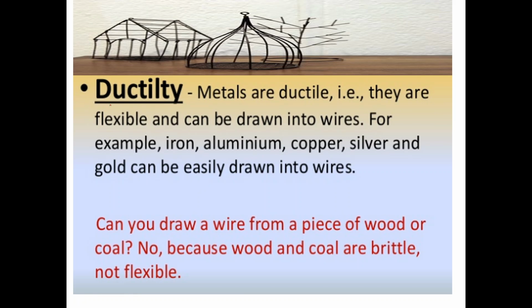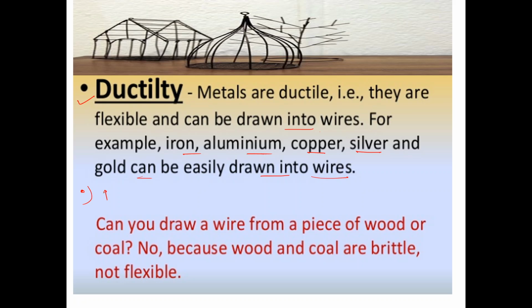Next is ductility. Ductility means metals can be drawn into thin wires. Here you can see how thin wires are made of metal. Iron, aluminium, copper, aluminium foil you might have seen, silver, gold, can be easily drawn into wire. This property is called ductility.